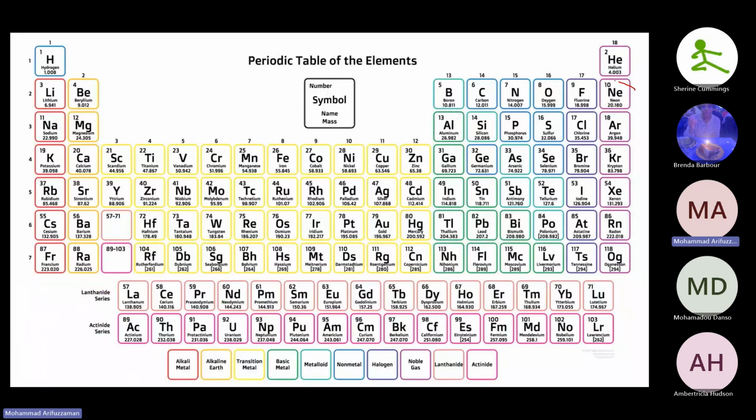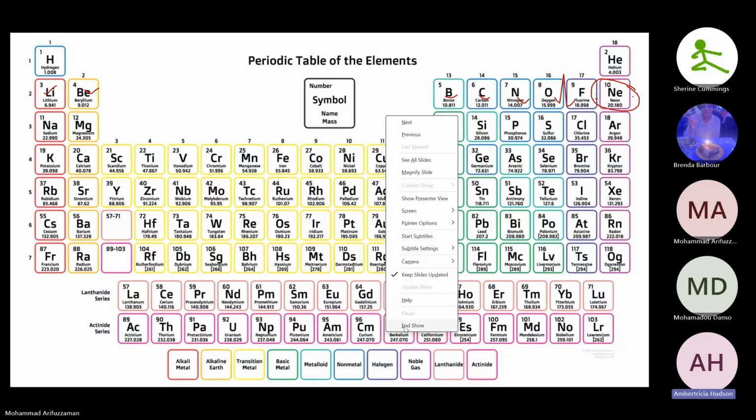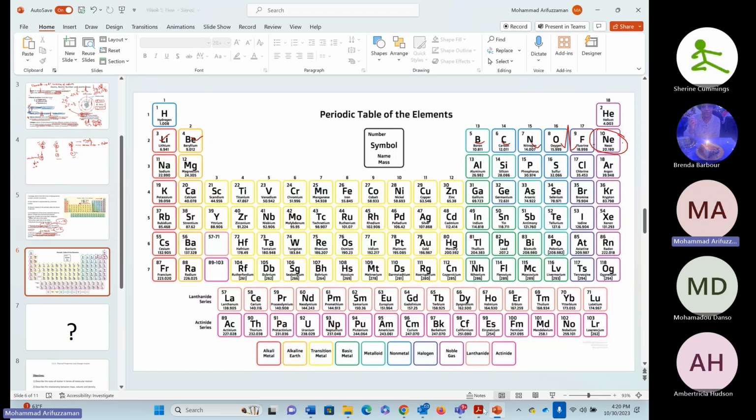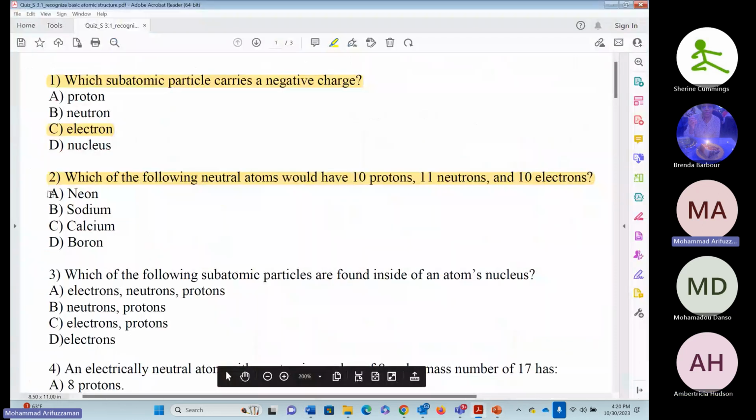You can see here the neon: 3, 4, 5, 6, 7, 8, 9, 10. So the neon. Good. Very good answers. So the neon has 10 protons, 11 neutrons, and 10 electrons. Now you can see the number of protons and electrons is always the same because all atoms are electrically neutral.